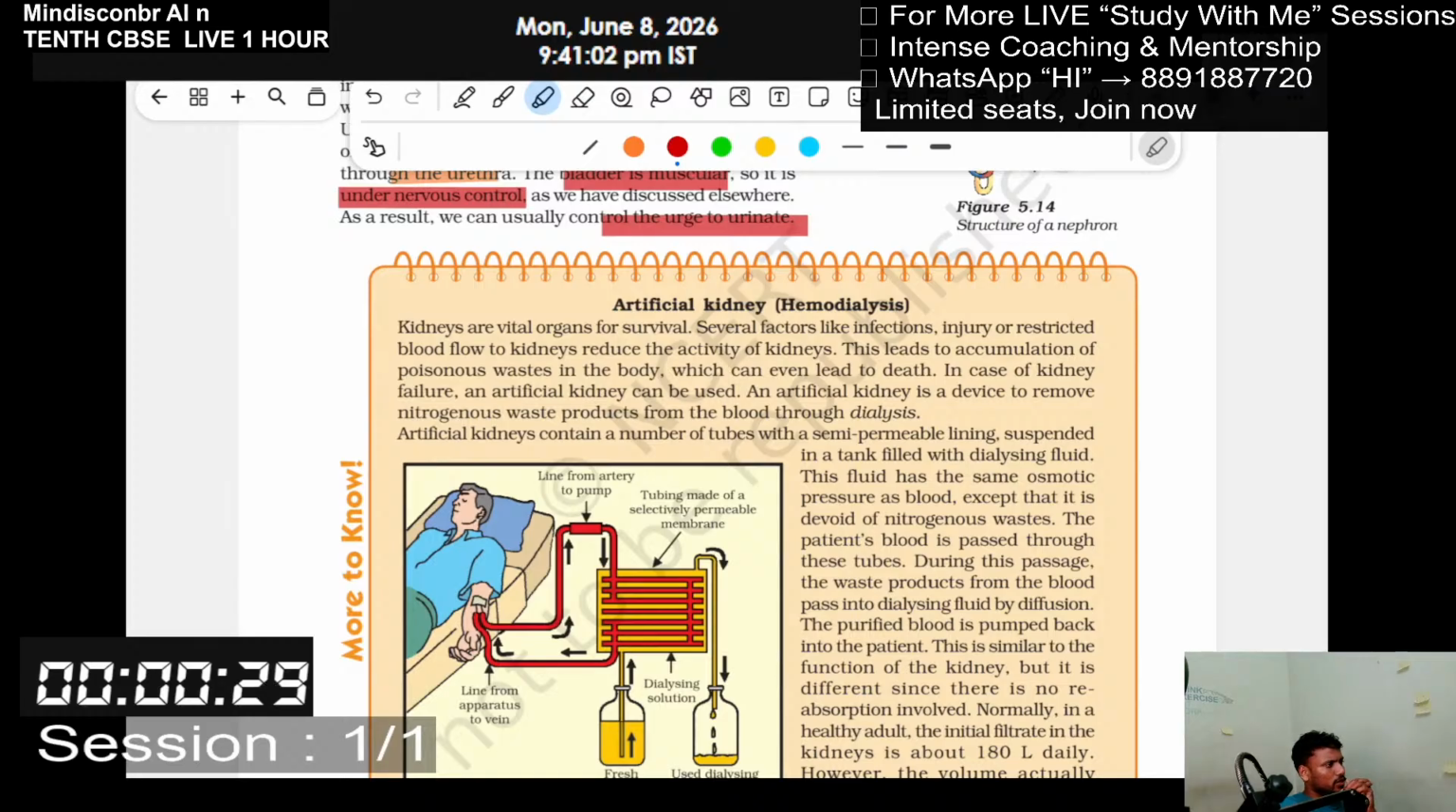Kidneys are essential for survival. Their activity may decrease because of infection, injury, or reduced blood flow to the kidneys. When kidneys do not function properly, poisonous nitrogenous wastes accumulate in the body. This becomes life threatening.